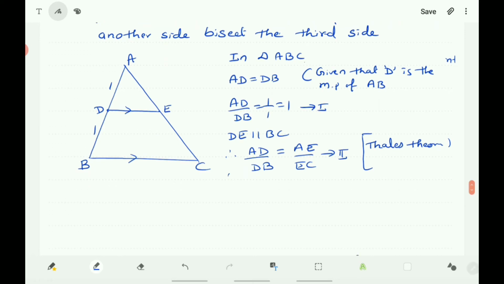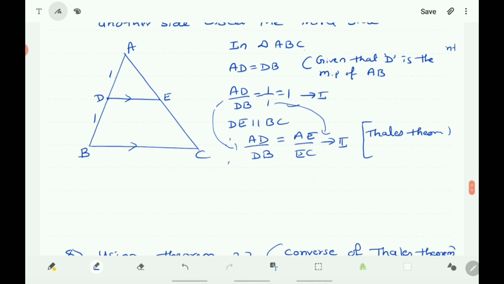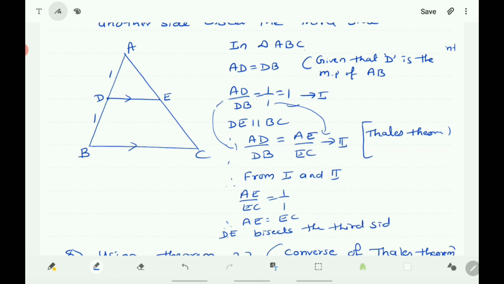Therefore, here you know that AD by DB is equal to 1/1, and here LHS are same, means RHS must be equal. So therefore you can write from first and second relation, what you can write? AE by EC is equal to 1/1. Therefore you can write AE is equal to EC, and the point E or DE bisects the third side. Bisects the third side AC also.